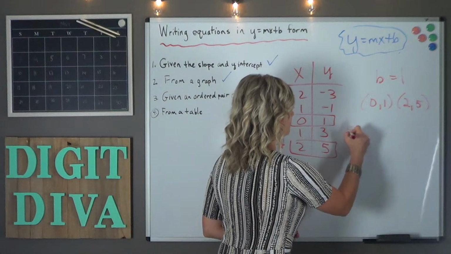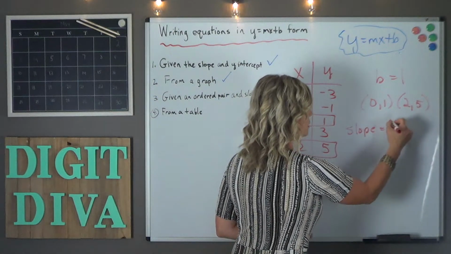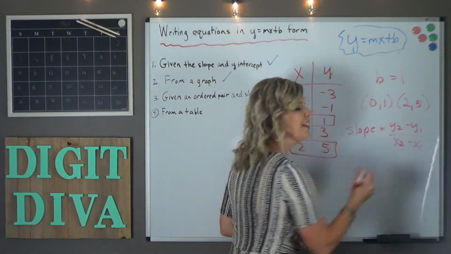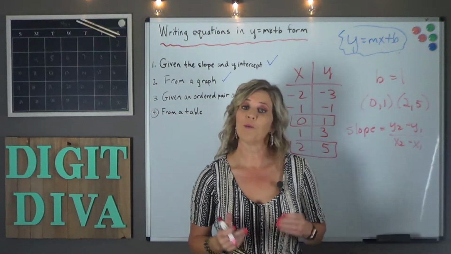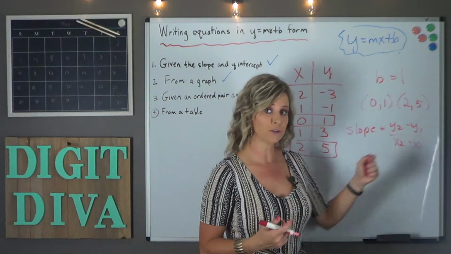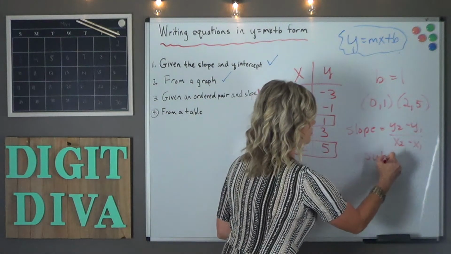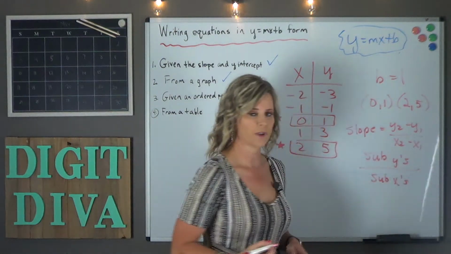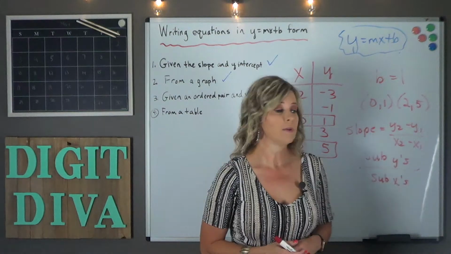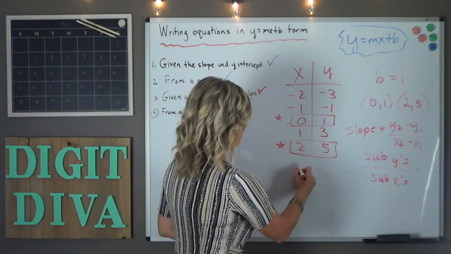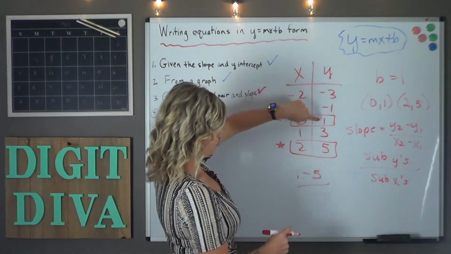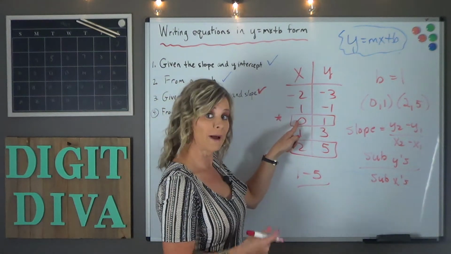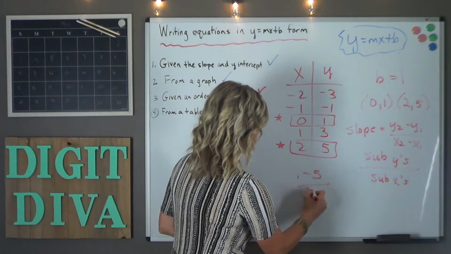Let me introduce you to the slope formula. Slope formula is y2 minus y1 divided by x2 minus x1. Now that looks very complicated, but what that means is you subtract your y values on top, and you subtract your x's on the bottom, okay? And that will give you the slope. So I'm going to subtract my y's on top, 1 minus 5. Since I started here for my first y value, I'm going to start here for my first x value. 0 minus 2.